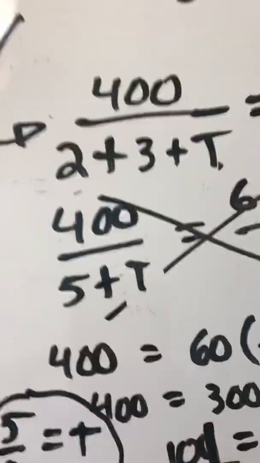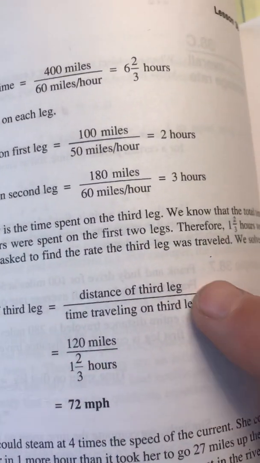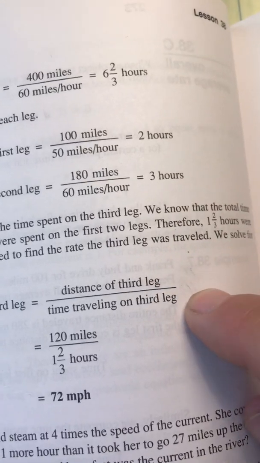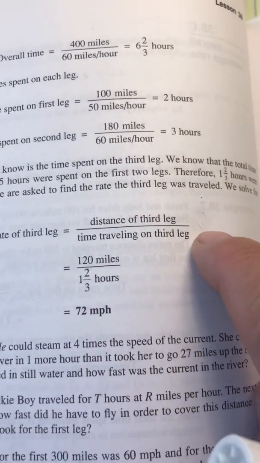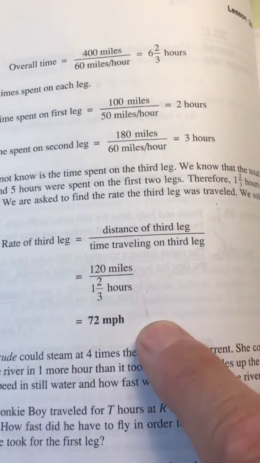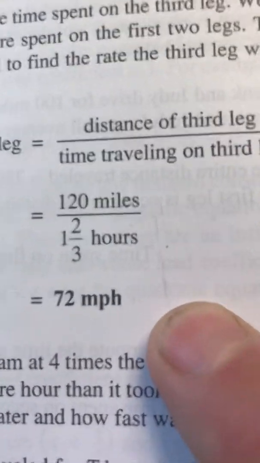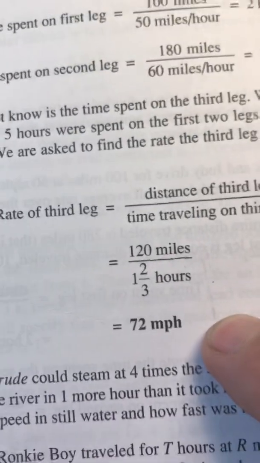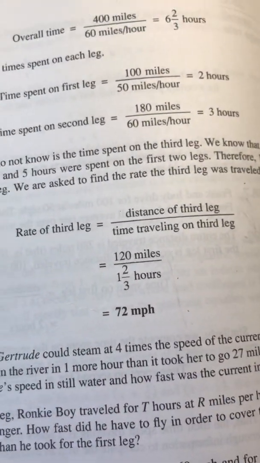So the rate of the third leg must equal the distance of the third leg divided by the time of the third leg. That's 120 over 5/3, which is 72 miles per hour. You just got to keep plugging away at these. They're tough, but you'll get it.